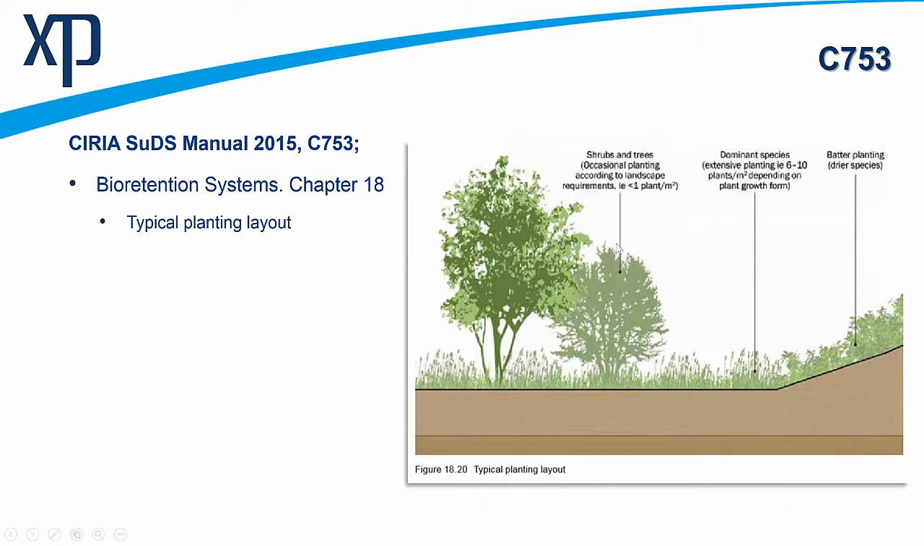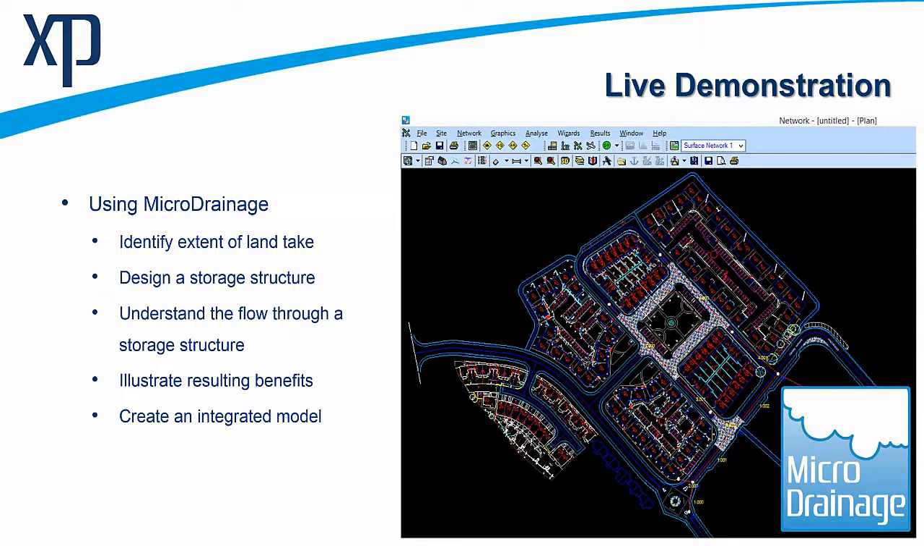Typical planting layouts, shrubs and trees with occasional planting. We have the dominant local species, and then on the batter you've got the drier species coming up the drier slope. So you obviously need to be careful of what we're planting down here. It's going to be saturated from many parts, so often we're putting in salix, willow, things like that, that are water tolerant type species. I'm no expert. Please talk to the landscape architects. Their invaluable expertise is used here.